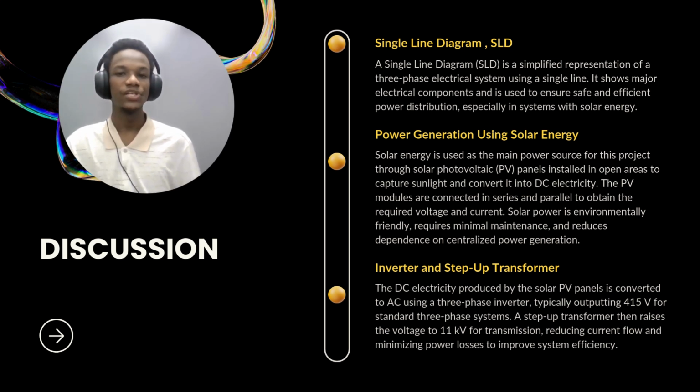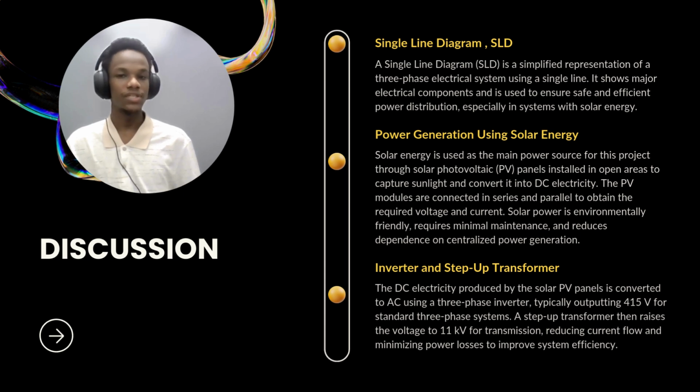Moving on to our discussion, I will explain the fundamental concepts of our design and how we generate power. First, we must understand what we are looking at. A single line diagram, or SLD, is a simplified schematic of a three-phase electrical system. Instead of drawing all three phases, we use a single line to represent the circuit. This allows us to easily see the major components and ensures the power distribution is safe and efficient.